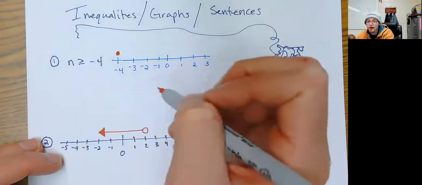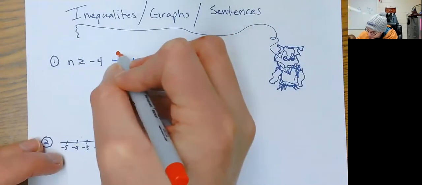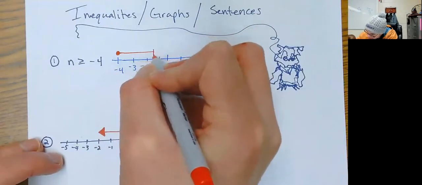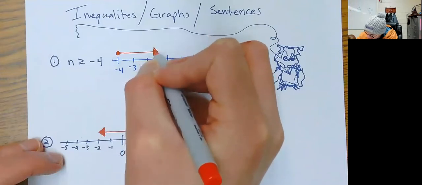Greater than means more positive. So we're going to get more positive. Greater than means more positive. So there's the graph.